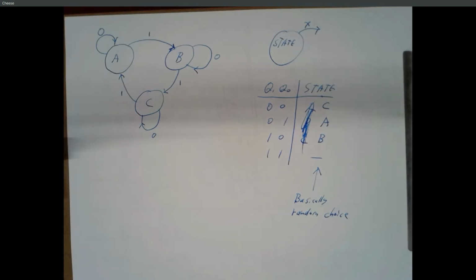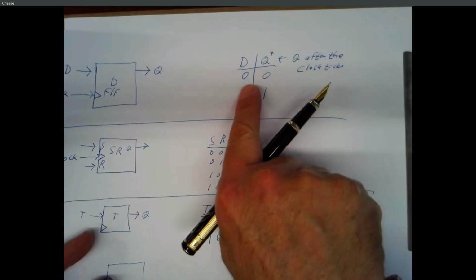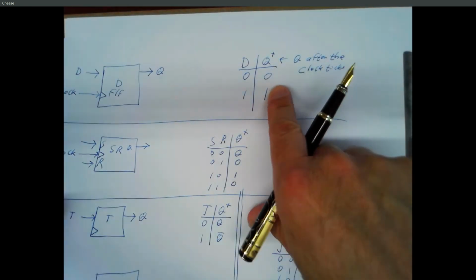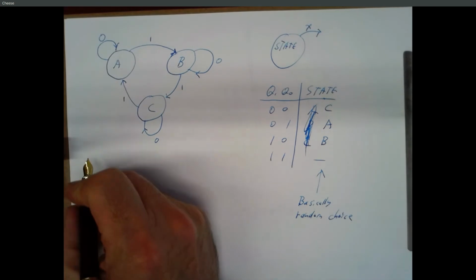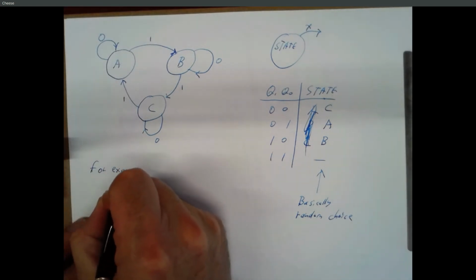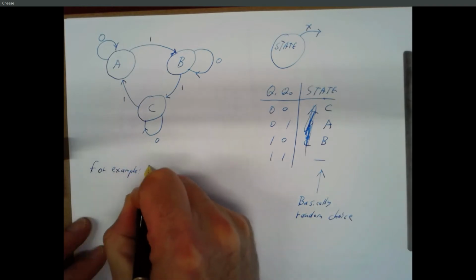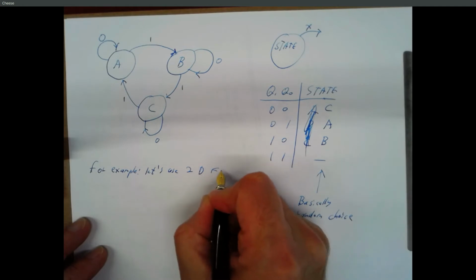So let's start really simple. Let's just use D flip-flops because we know D flip-flops are pretty straightforward to work with. They have that nice simple rule: whatever D is equal to, that's the new value of Q. So, for example, let's use 2 D flip-flops.